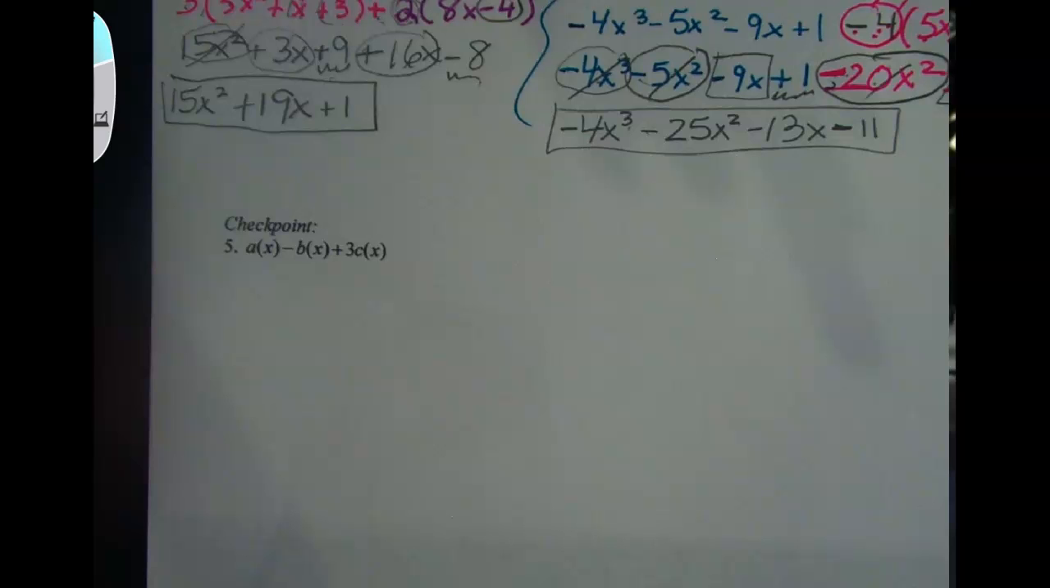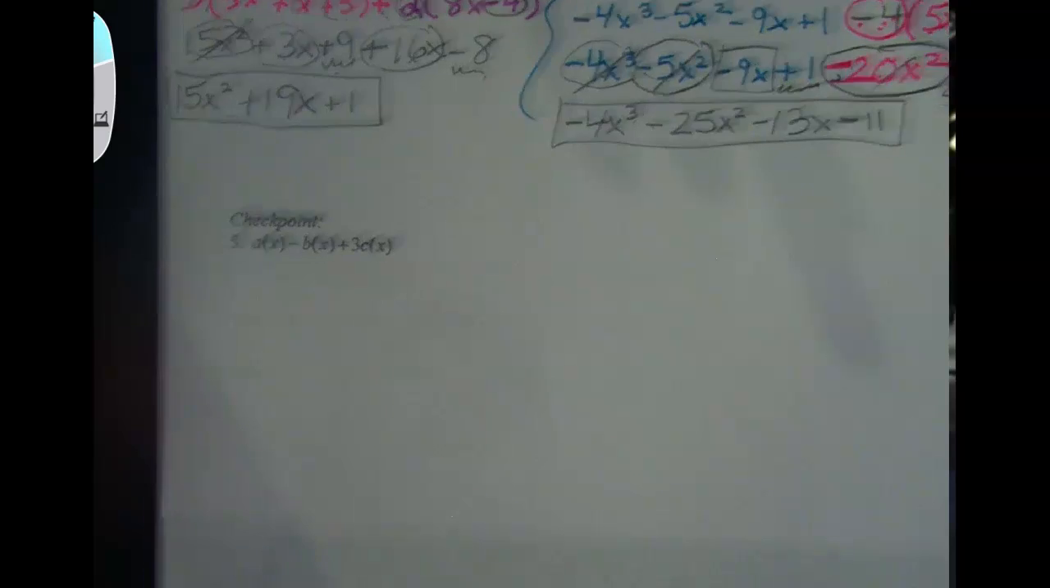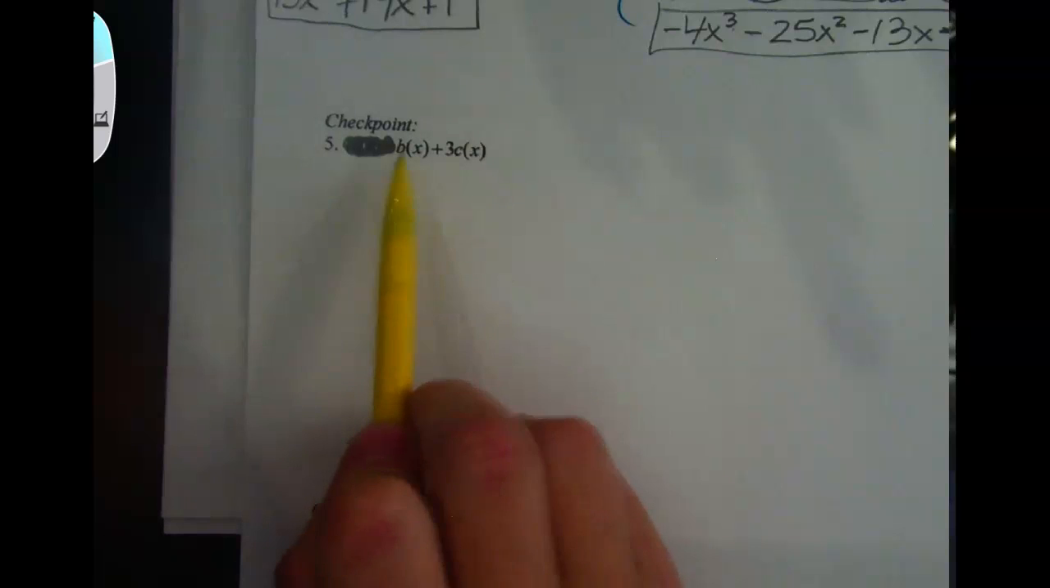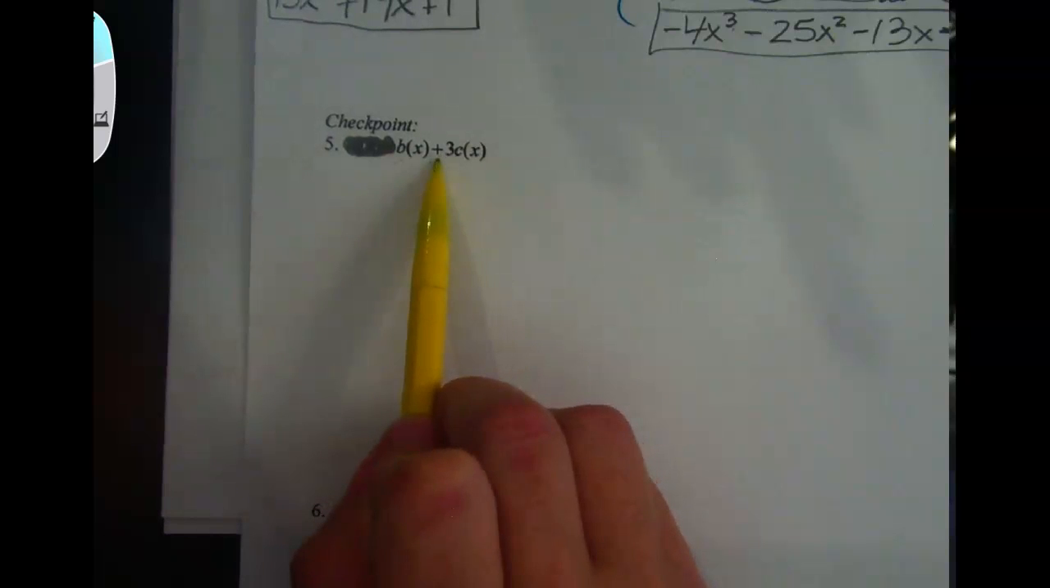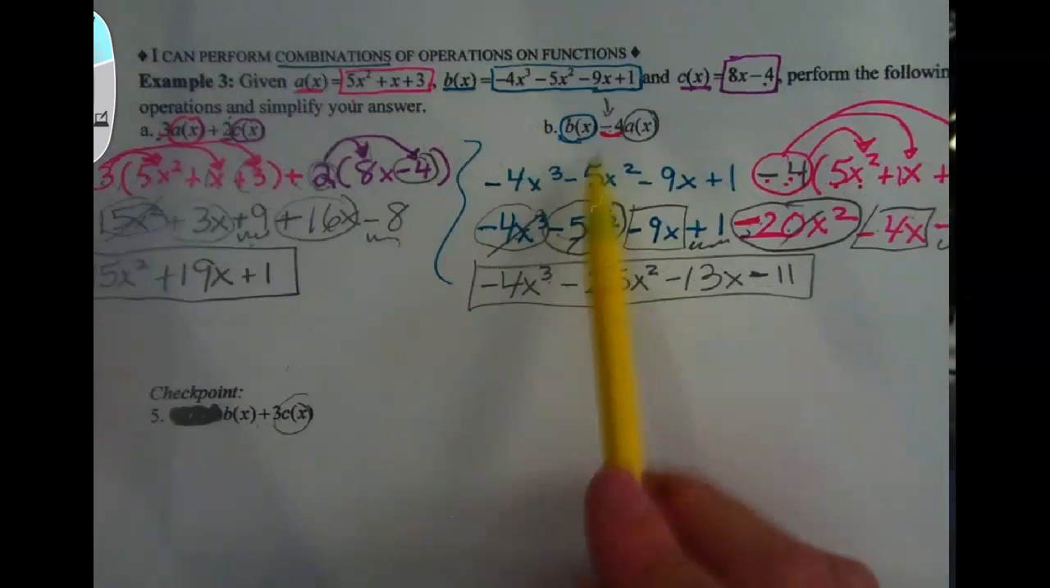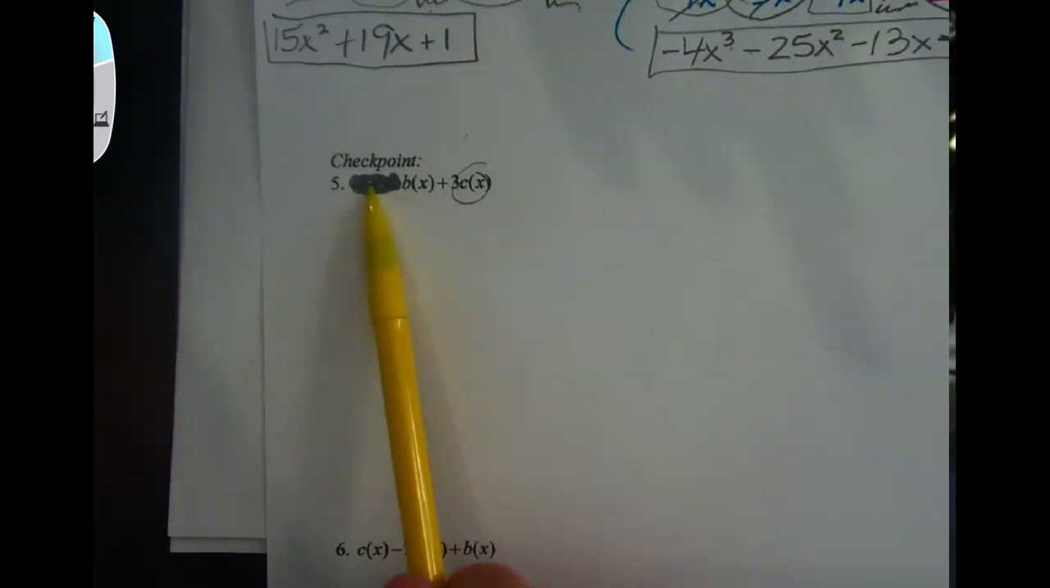I'm going to have you, for the checkpoint, just make a slight adjustment. Okay. So for this checkpoint, I want you to cross out for number 5 this entire first thing, so that it just says B of x plus 3 times C of x. You're going to be using the same ones up here. I'm not giving you 3 operations though yet. So make sure you cross that part out.